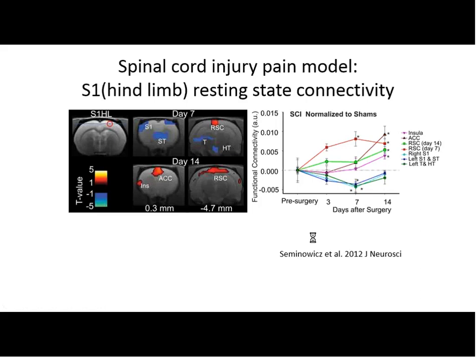And we showed something very similar in a spinal cord injury model of pain, this time looking at resting state connectivity. Here, without going into the details, again, early on we see changes in primary somatosensory cortex and thalamus, but later on those changes disappear and there's more in emotional circuitry.